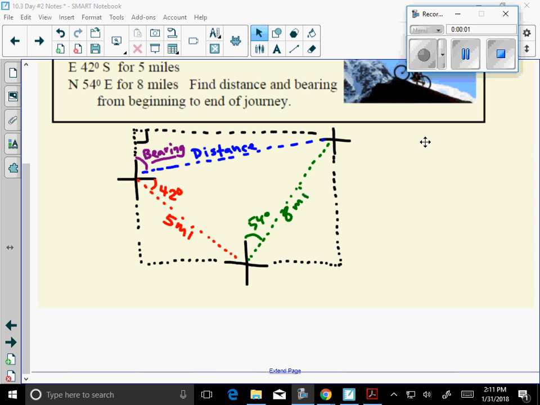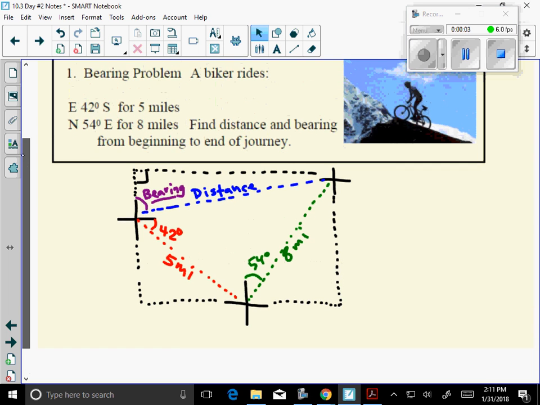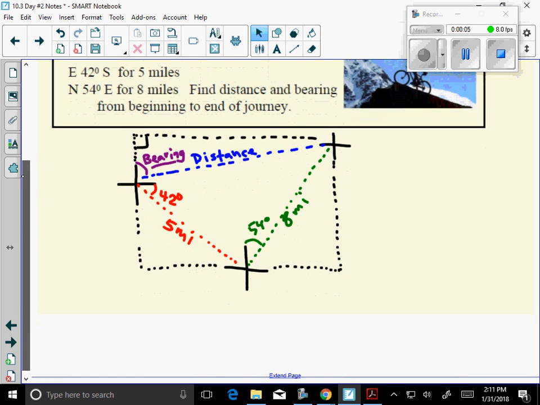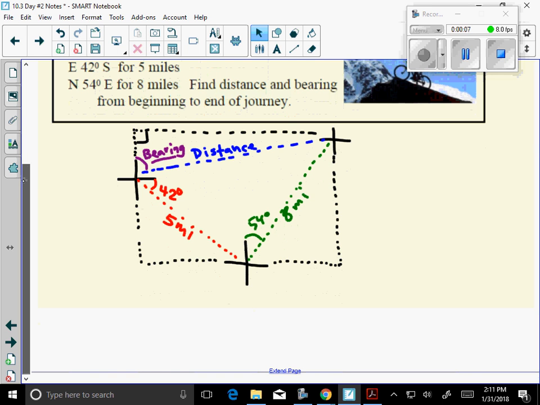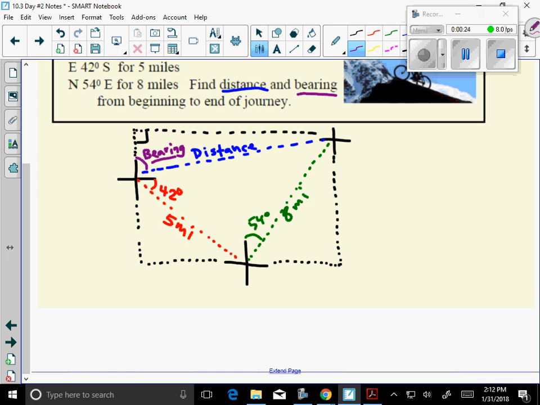Okay, so this is 10.3 day 2. We've got an example here with a biker that's riding east 42 degrees south for 5 miles, then turns and goes north 54 degrees east for 8 miles. Find the distance and bearing from the beginning to the end of the journey. So the distance will be this blue, and the bearing will be that purple angle. Written in what could be multiple forms, but I'd go with the easiest form.